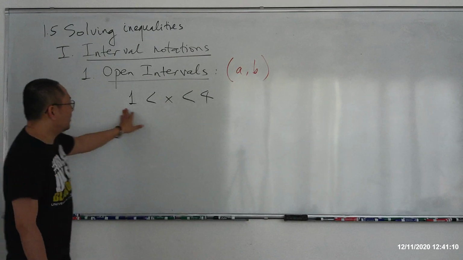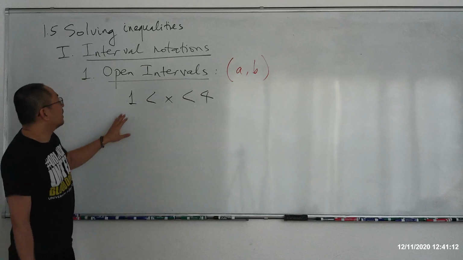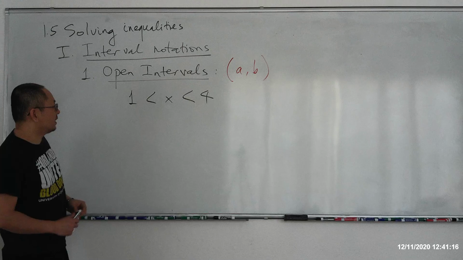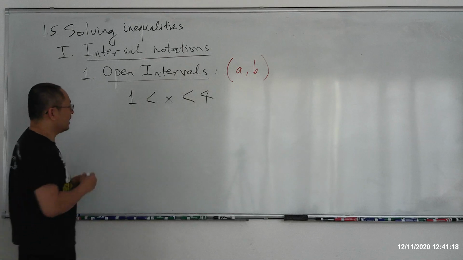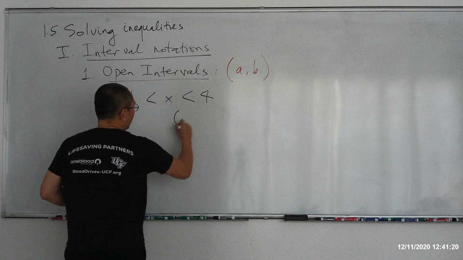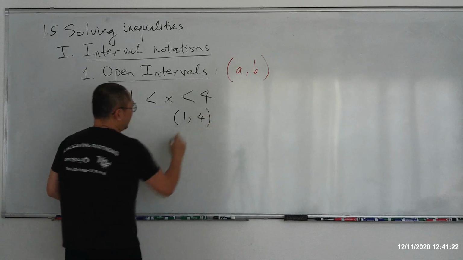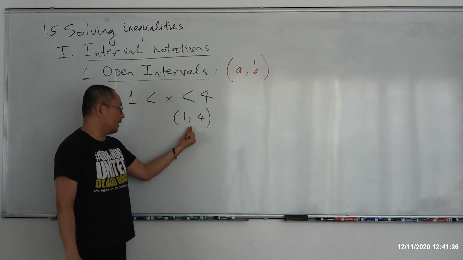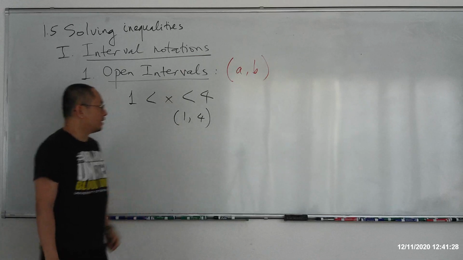Okay? And whenever you see an inequality like this, you're going to use the open interval notation to express it. So x is in the interval of what? 1, 4. And this means that we are talking about all the real values of x strictly bigger than 1 and strictly less than 4.